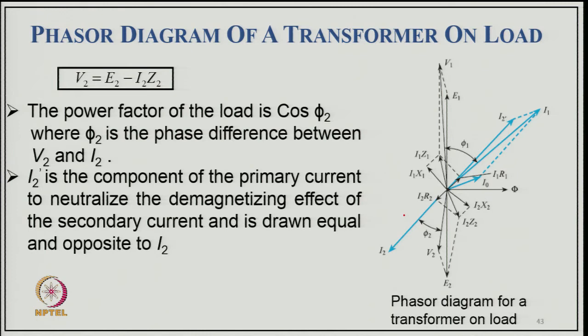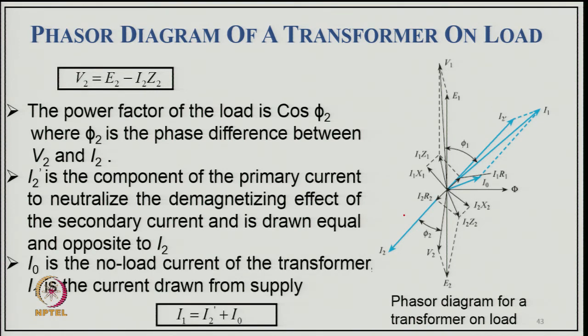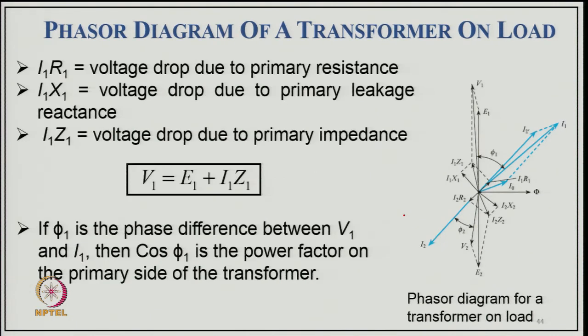Well, the power factor of the load is cos phi 2, where phi 2 is the phase angle difference between V 2 and I 2. I 2 dash is the component of primary current to neutralize the demagnetizing effect of secondary current and is drawn opposite to I 2, and I 0 is the no load current of the transformer. I 1 is the current drawn from the supply, that is I 1 equal to I 2 dash plus I 0, where I 2 dash is the secondary current referred to the primary side.